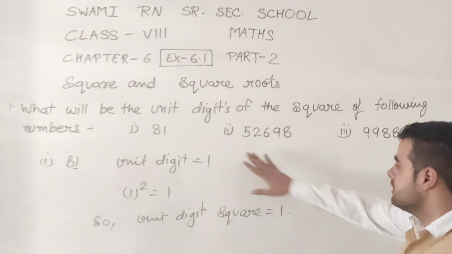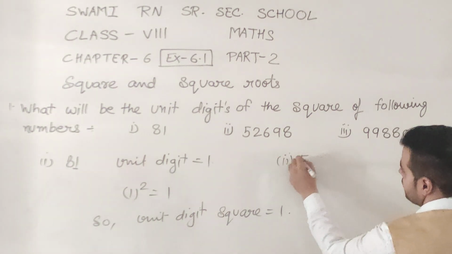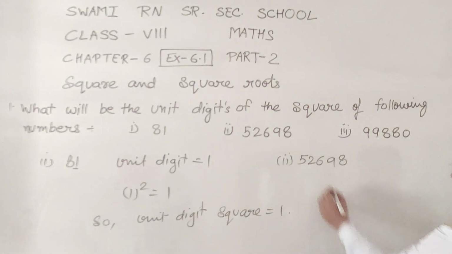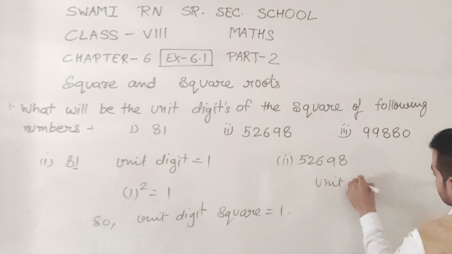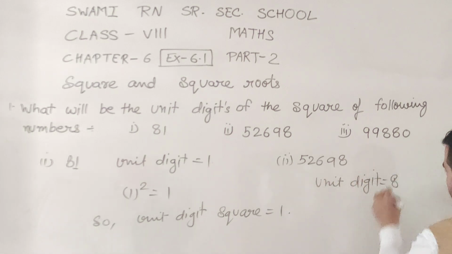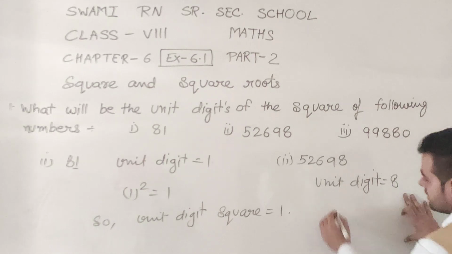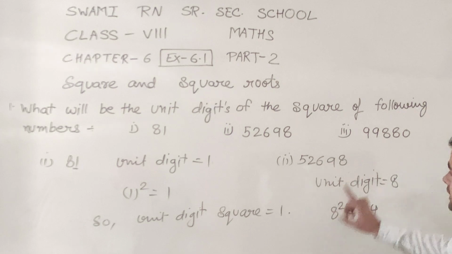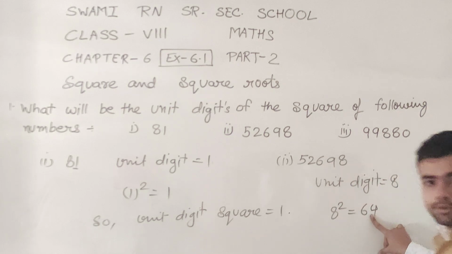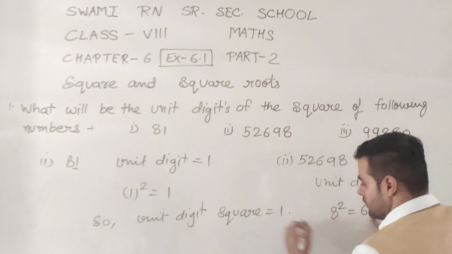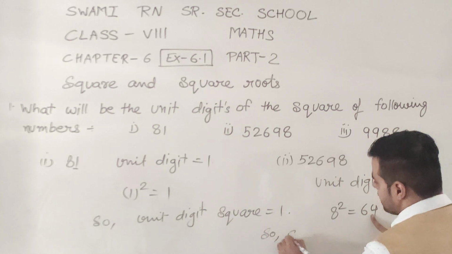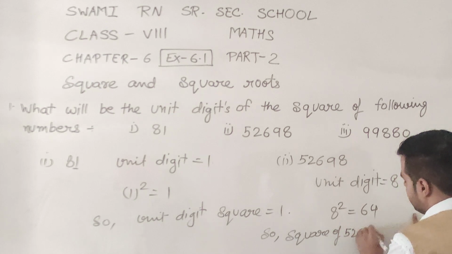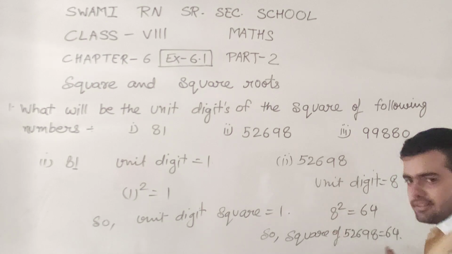Similarly, in the second part, that is 52698, the unit digit is 8. The square of the unit digit, the square of 8, is equal to 64. We have to take only the unit digit, so the unit digit is 4. So we can say that the unit digit of the square of 52698 is 4.